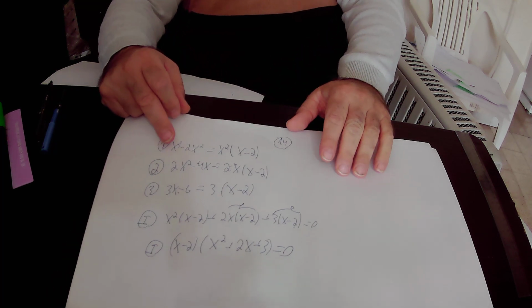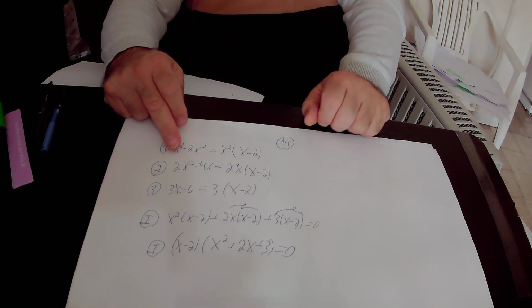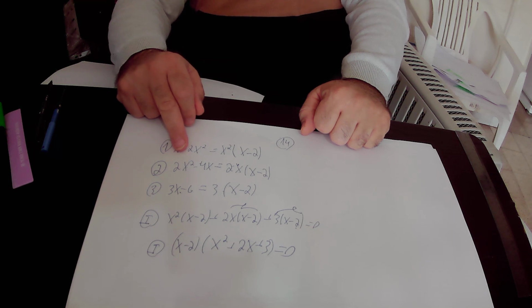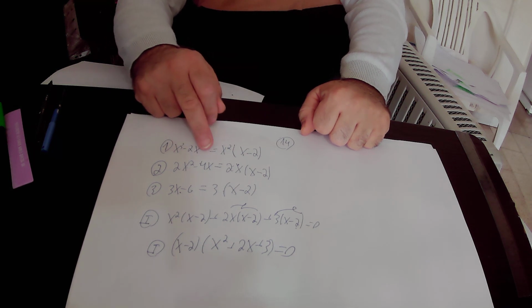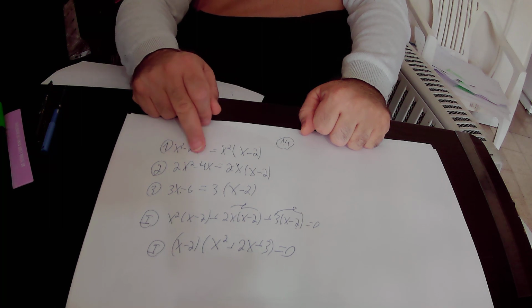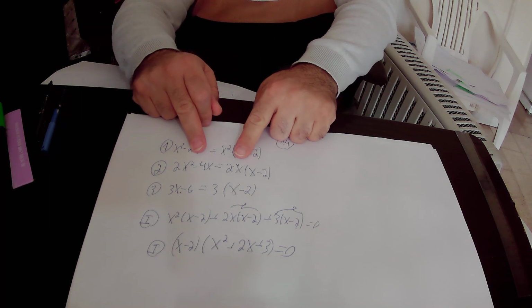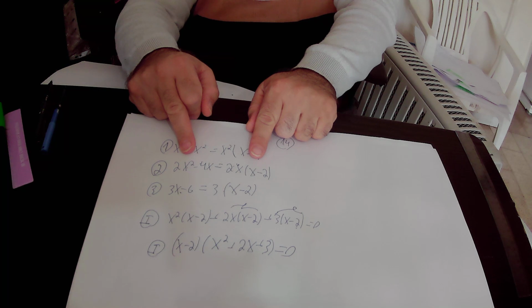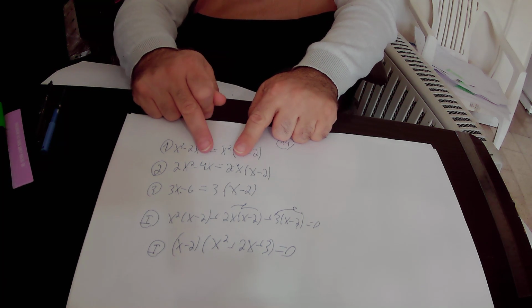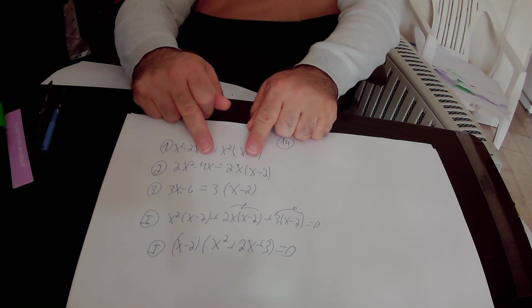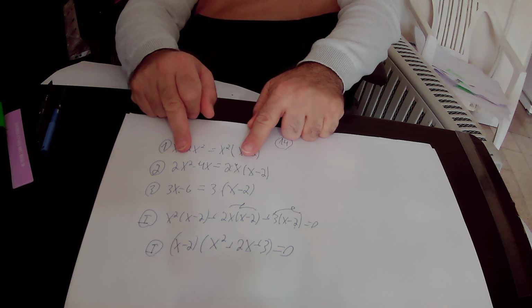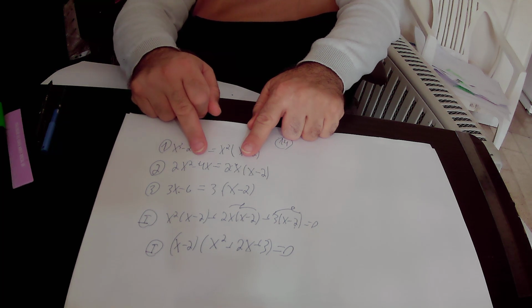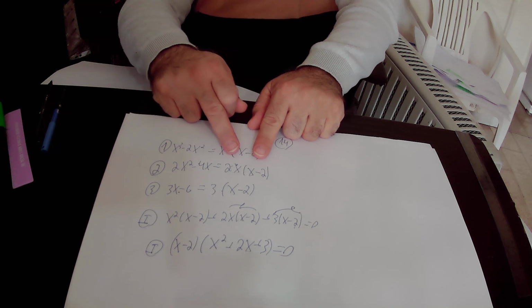Then we took a common factor from expression number 2. Expression number 2 is 2x squared minus 4x. And the common factor that we took from this expression is 2x. So what is left from 2x squared after we took 2x as a common factor? It is actually x. And what is left from minus 4x? It is actually minus 2. So in total we got that 2x squared minus 4x equals 2x times x minus 2.